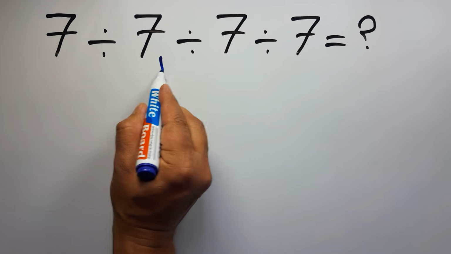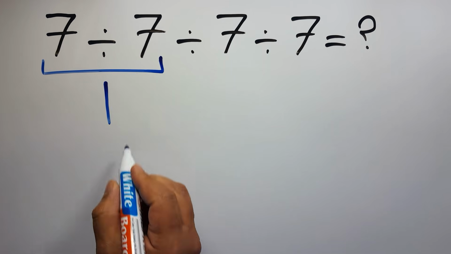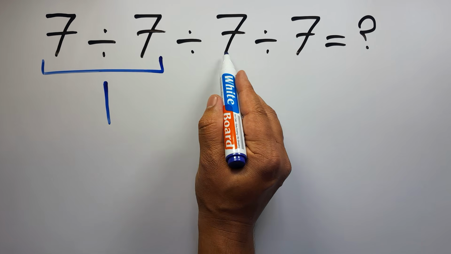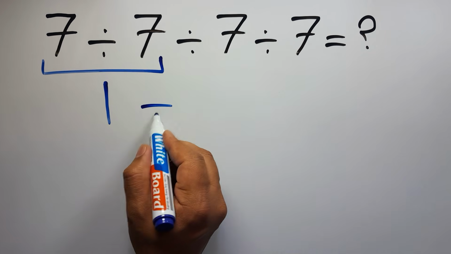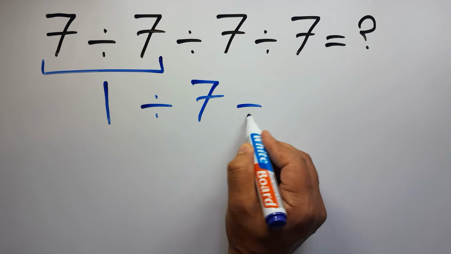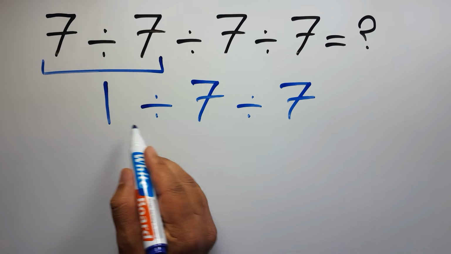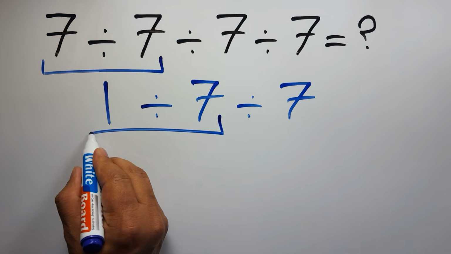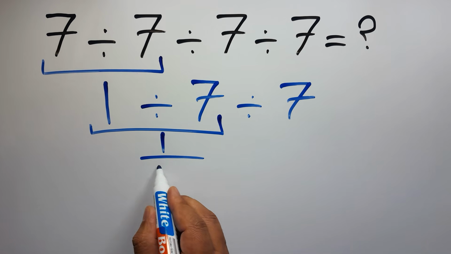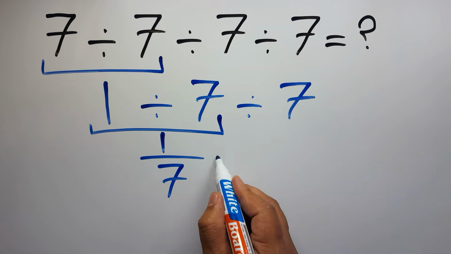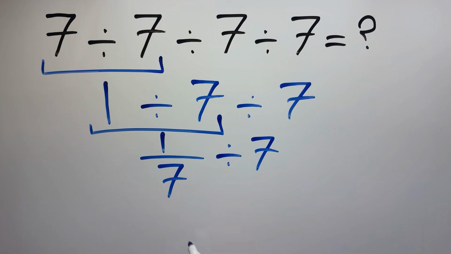7 divided by 7 equals 1. So we have 1 divided by 7 and again divided by 7. Now we have to do this division. 1 divided by 7 can be written as 1 over 7. Then divided by 7. Okay?